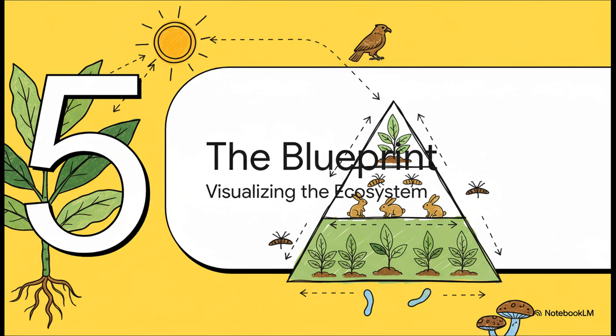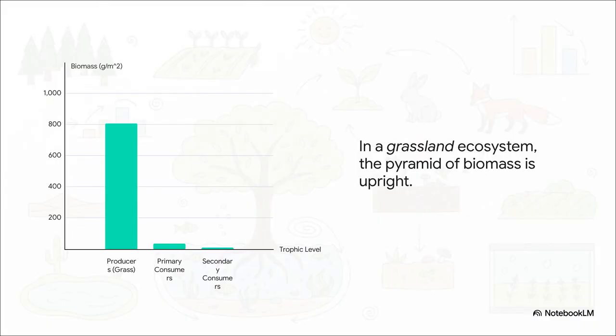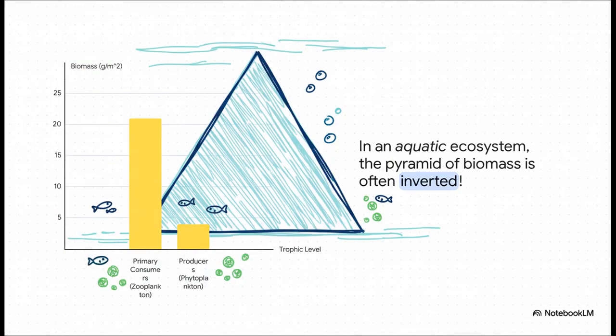So how can we visualize this whole structure of decreasing numbers and energy? Well, ecologists came up with a pretty simple but powerful tool to do just that. It's called an ecological pyramid. In a typical ecosystem on land, say a grassland, the pyramid of biomass looks exactly like you'd expect. It's upright. You have this huge, massive base of grass, then a smaller level of the herbivores eating it, and an even smaller level of carnivores at the very top. Makes perfect, intuitive sense. But then, you go look at a pond or the ocean, and something really bizarre happens.